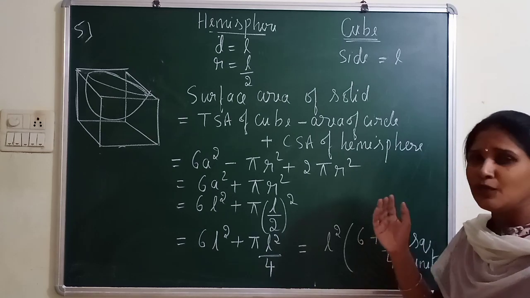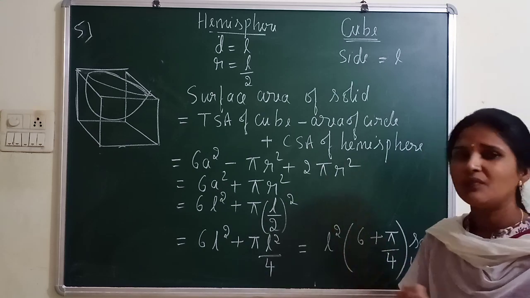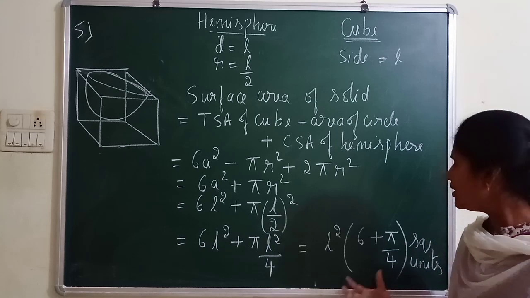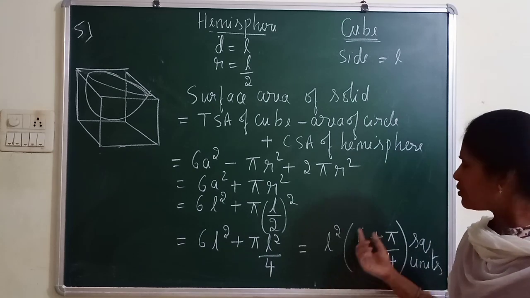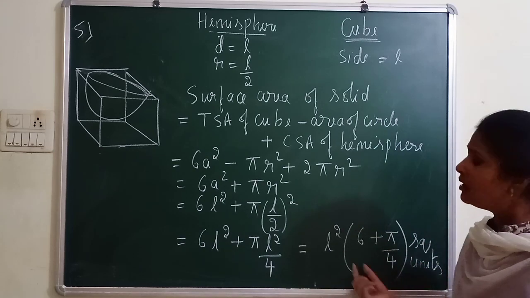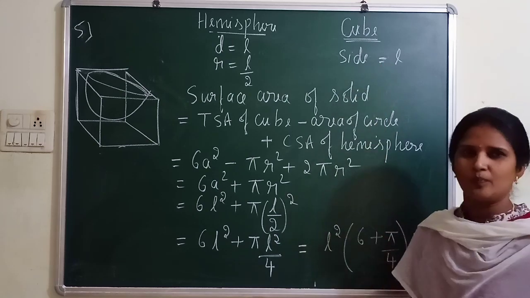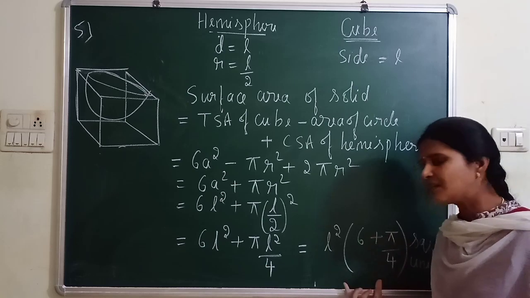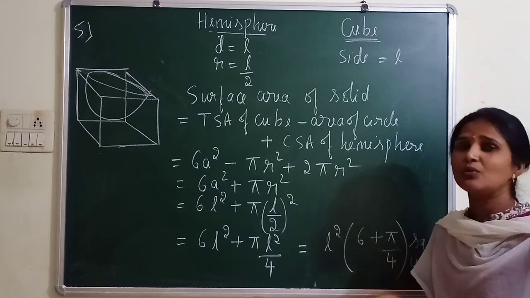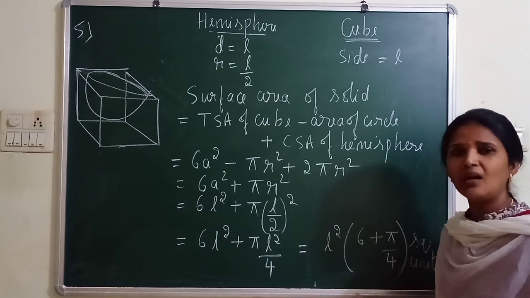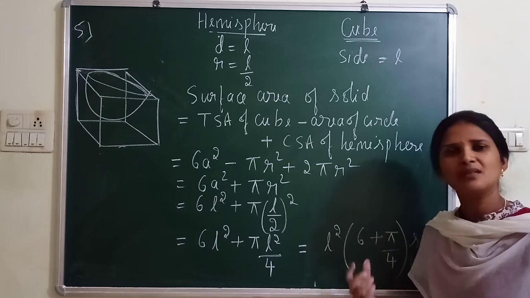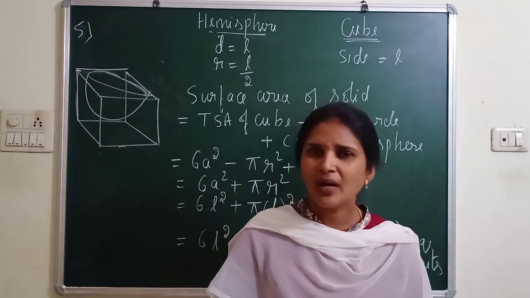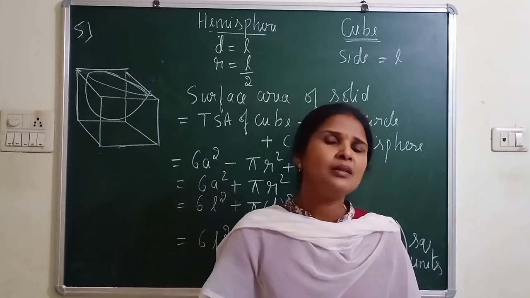If this same question is given for 1 mark, you cannot solve such a lengthy solution. So for that, you can remember this formula: L square into 6 plus pi by 4, where L is the edge of the cube. Just substitute the L value and you will get the answer. You can try this formula for the previous question, question number 4, and compare; the answer remains the same. So in this video I completed question number 1 to question number 5 from exercise 13.1.